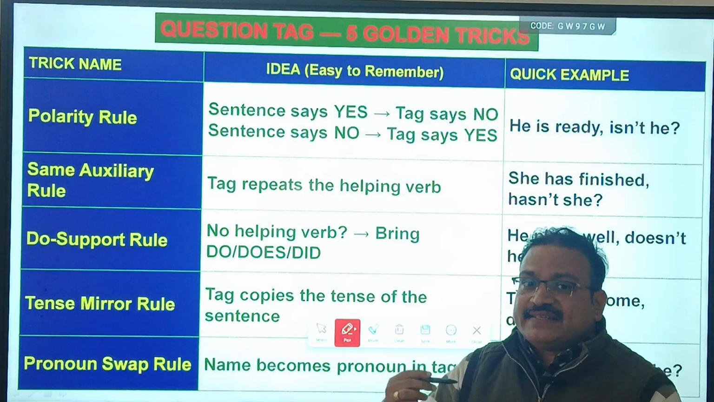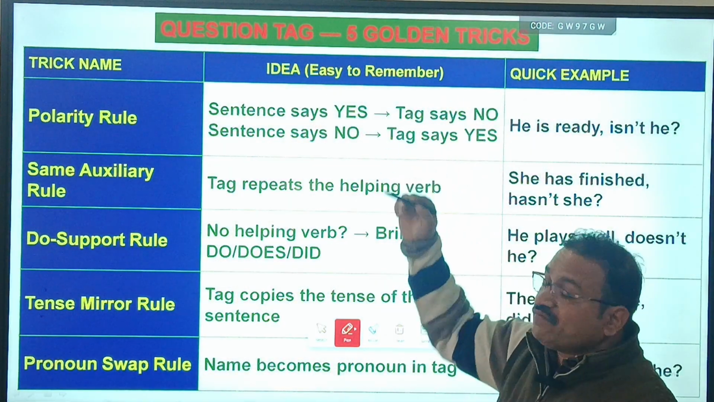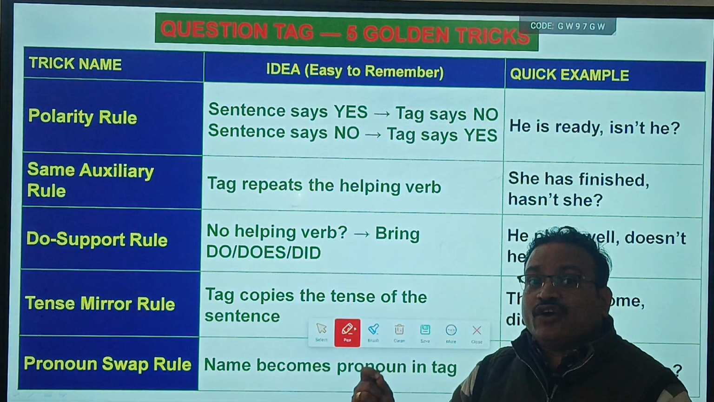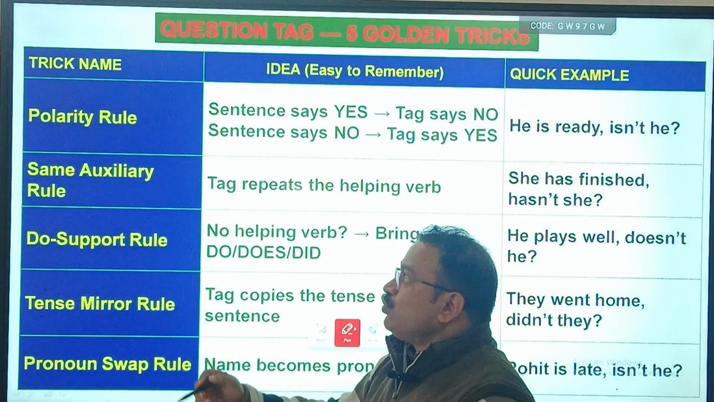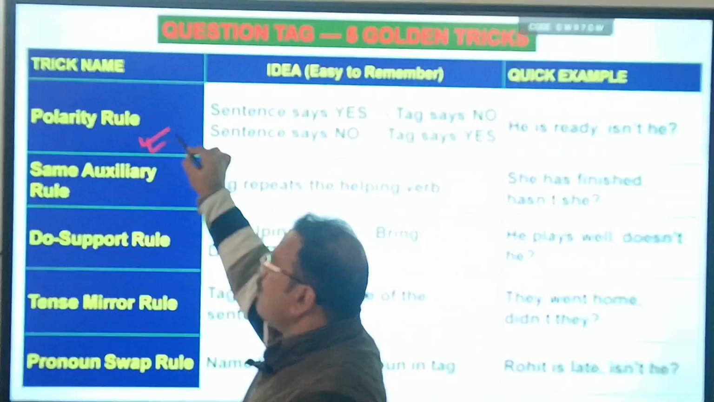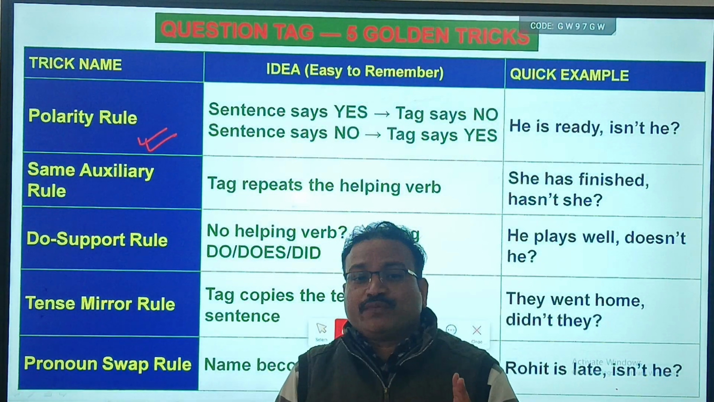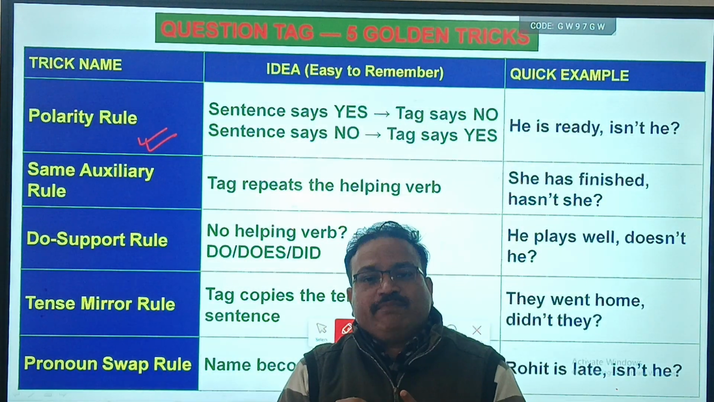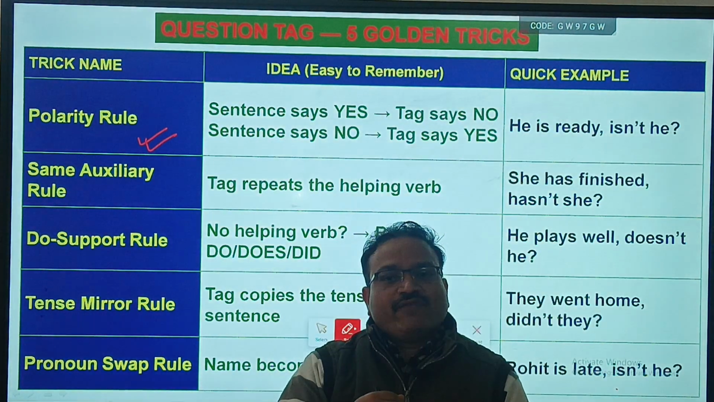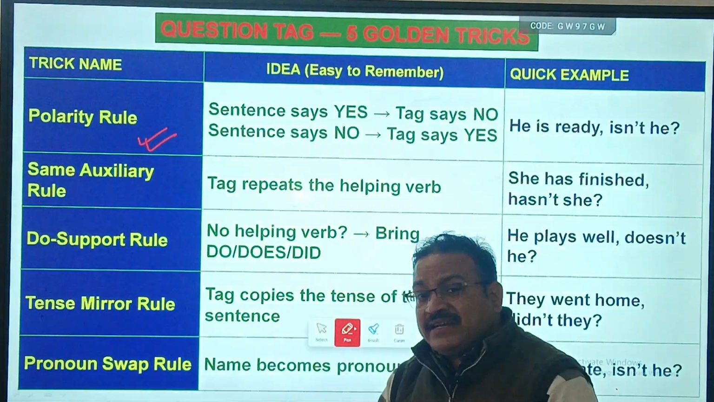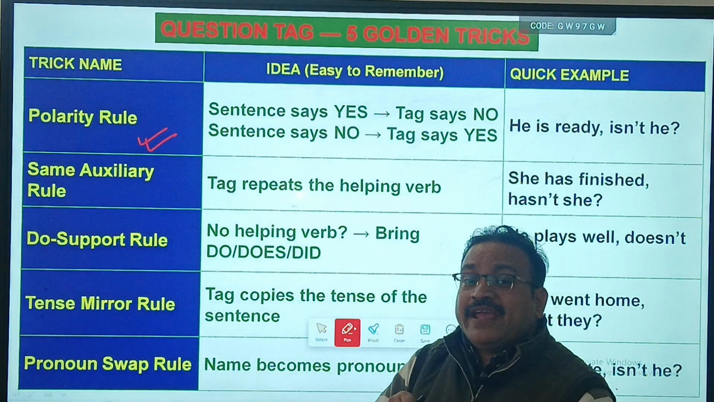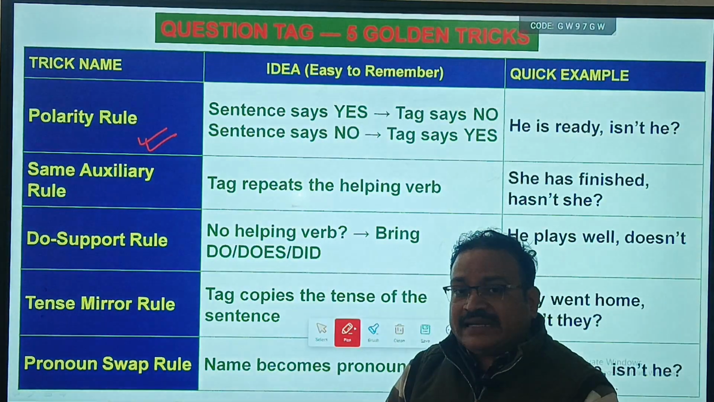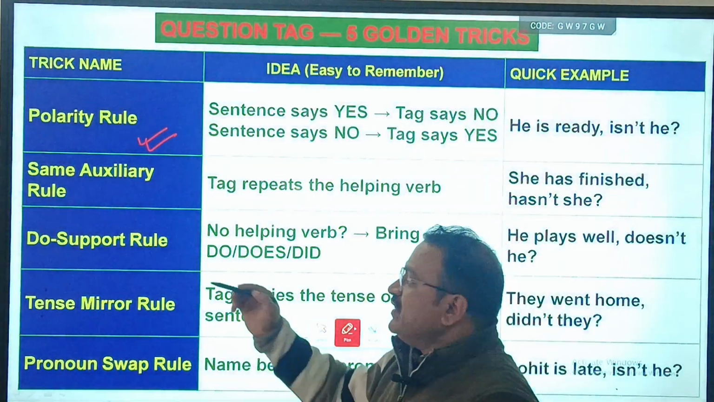We, in the previous class, discussed these 5 golden rules, 5 golden tricks of changing the question tag of any sentence. First is what? Polarity rule. Two poles we discussed. The first pole negative, second pole positive. If a statement is positive, tag will be negative. If a statement is negative, tag will be positive. Opposites attract. We have already discussed this in the previous class.